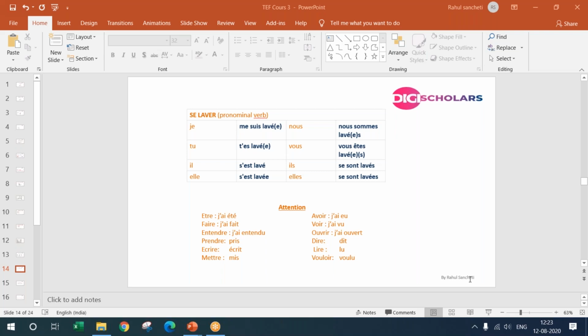So before that, let me again start with this. You saw that in present tense, you have a person, a verb, and an object. Does everyone agree to this? Person, verb, and an object.